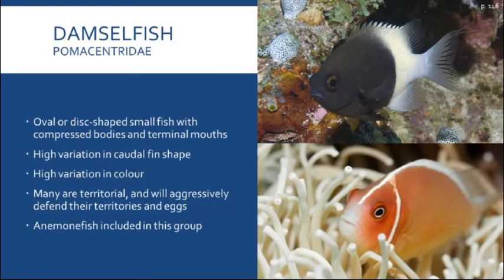Next up, we have our damselfish, or Pomacentridae. These are oval or disc-shaped small fish. These guys tend to stay quite small. They've got relatively compressed bodies and terminal mouths. Just a reminder, a terminal mouth means it's sitting at the very end of the body. It's not sitting up on top of the head. It's not an upwards facing mouth. It's not sitting quite low on the chin. It is sitting right in the front of the head. That's what we call a terminal mouth.